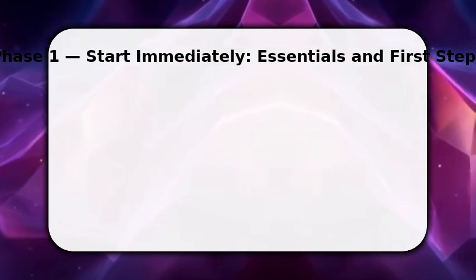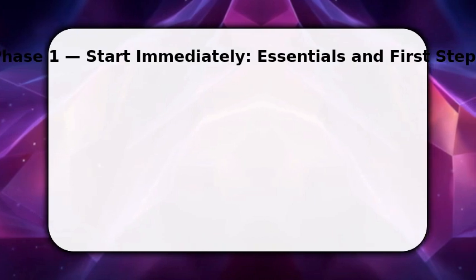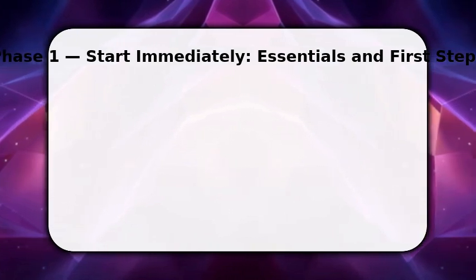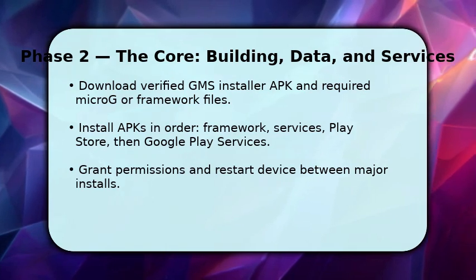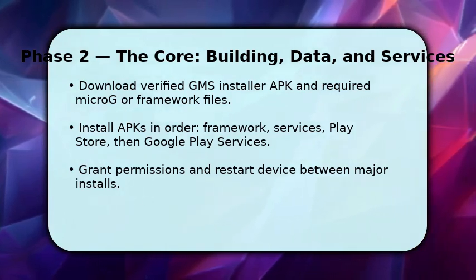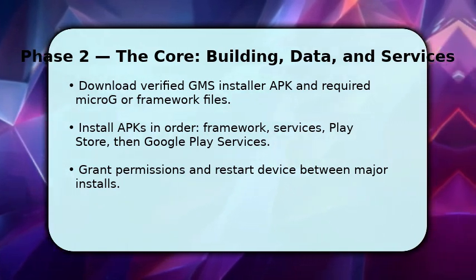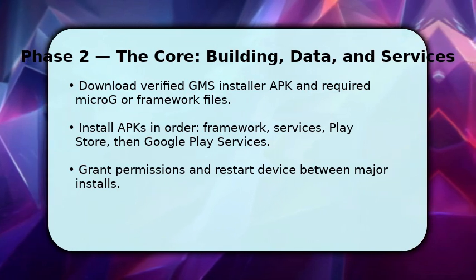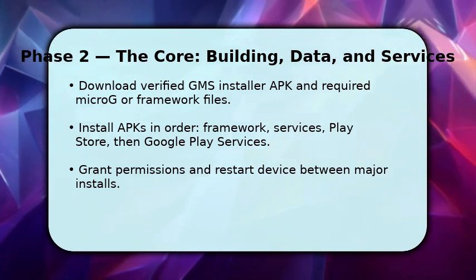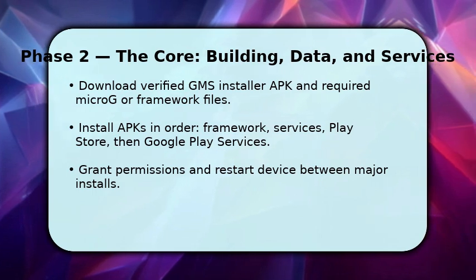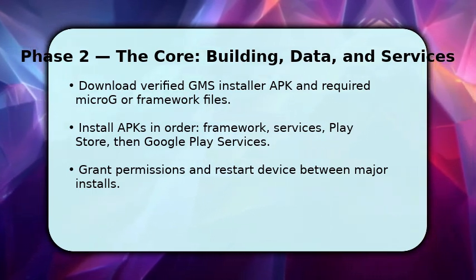You now install the Google Mobile Services package. Follow the installer's sequence exactly. First, sideload the framework or micro-G file, then the core Google Services APK, the Play Store, and finally Google Play Services. Grant each app the permissions it requests, especially device admin and auto start, because missing permissions break sign-in.